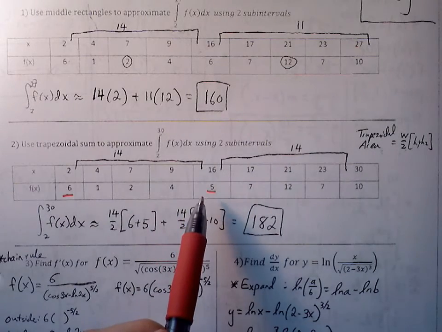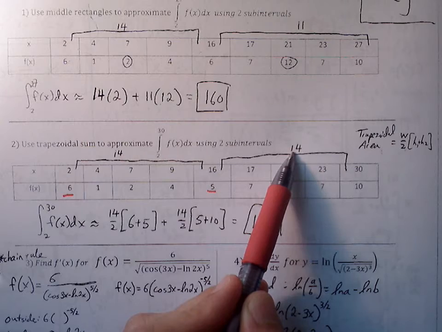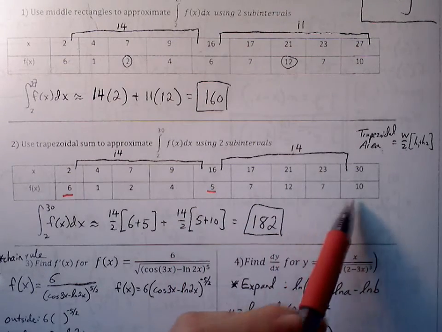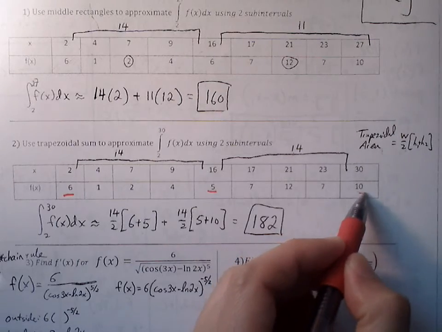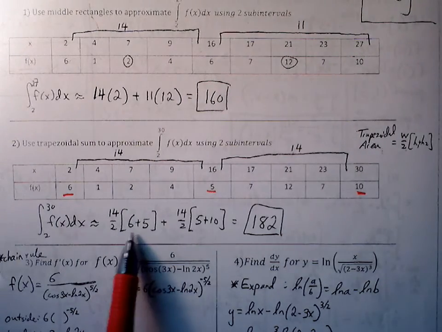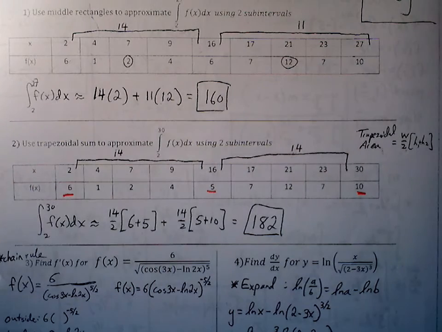And now we choose the heights. For the second trapezoid, the formula is 14 over 2, and then the height is 5, because that's one endpoint, and the other endpoint is 10. So 5 plus 10, which is 15. And then we total those up together. We get 7 times 11 plus 7 times 15. We get 182.